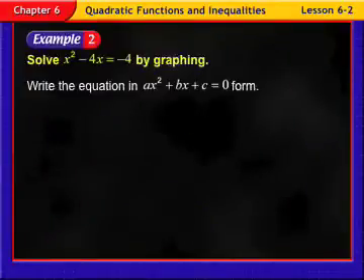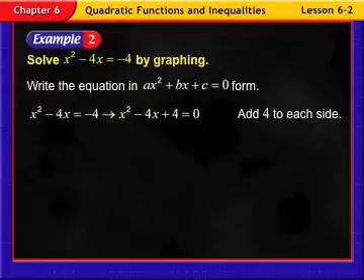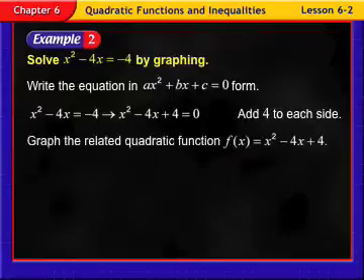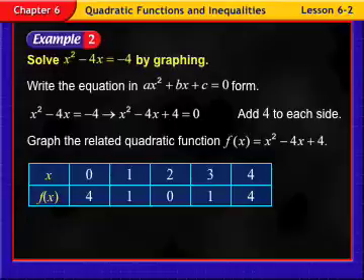All right, we're going to solve x squared minus 4x equals -4 by graphing. The first thing we need to do is write that equation in the correct form and follow the same steps we've had before.